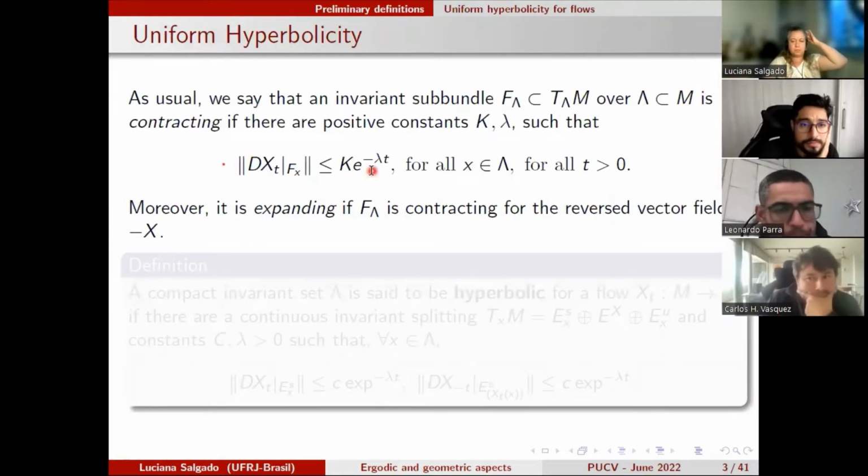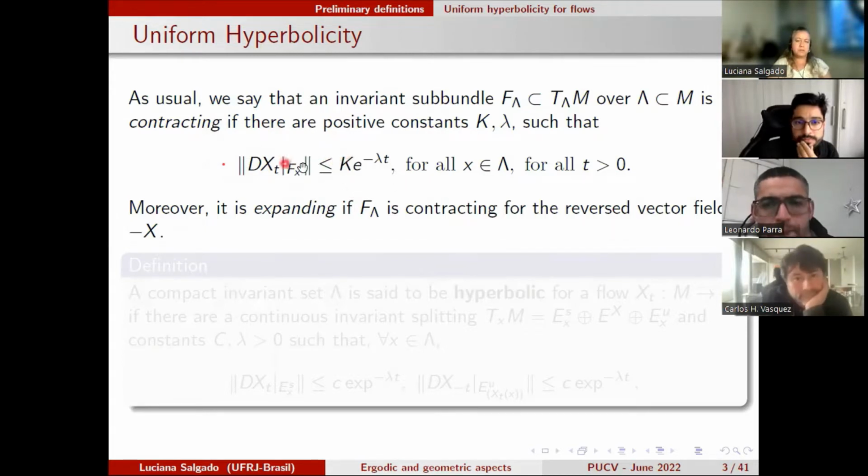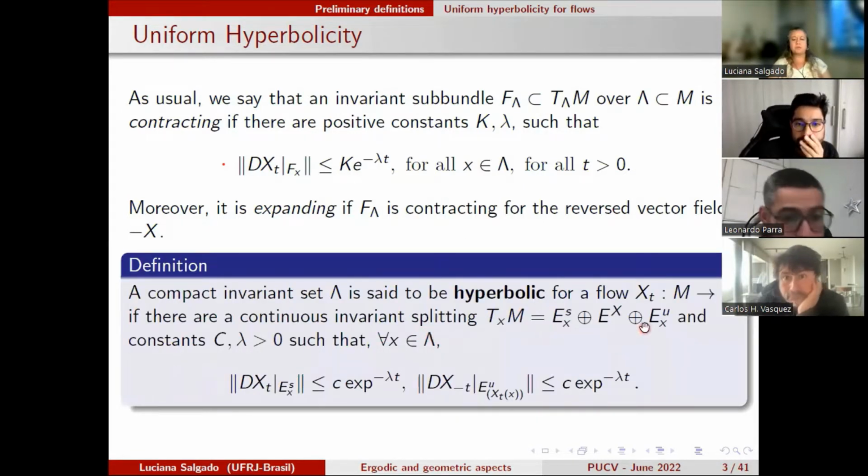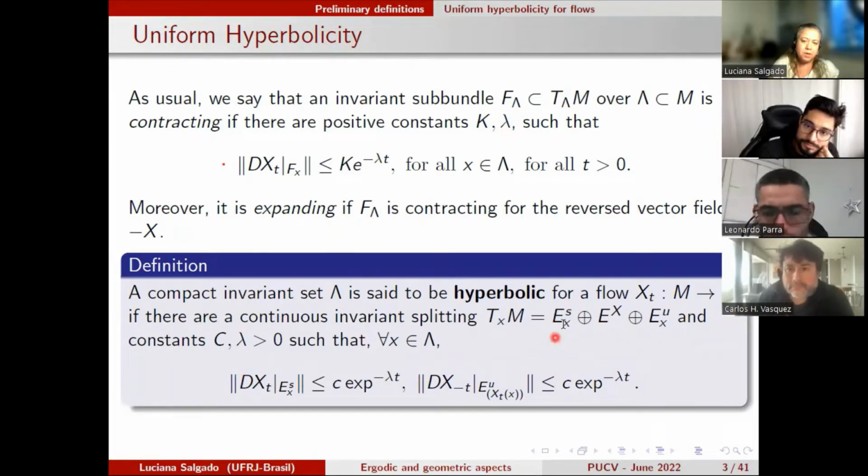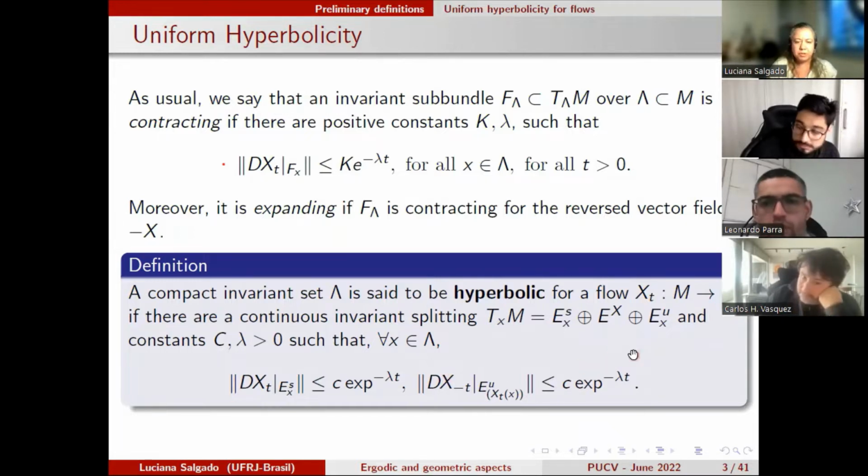So as usual, an invariant subbundle of the tangent bundle is said to be contracting if we have this kind of decay in the norm. It is uniform, and it is expanding if the subbundle is contracting for the reverse flow, okay? I think that you all know the definition of hyperbolicity for flows. We have a three-subbundle decomposition of the tangent bundle. The first one, E^s, is uniformly contracting. The last one is uniformly expanding. And the middle one is the flow direction. All of those subbundles are invariant, and we have this kind of correlation here.